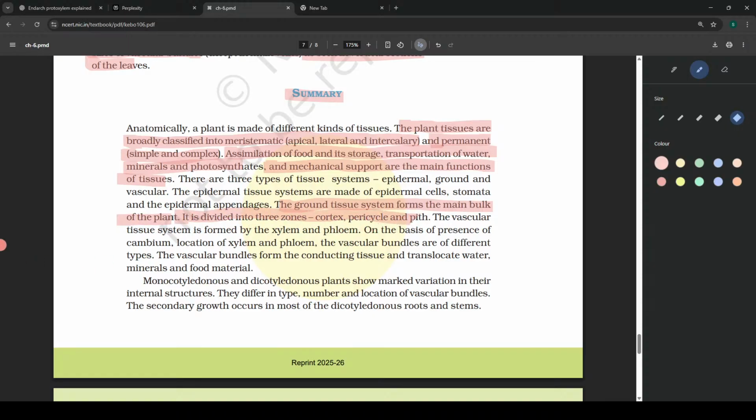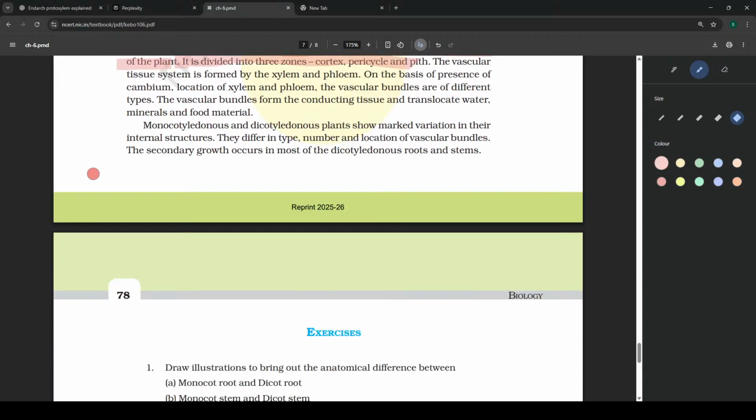The vascular tissue system is formed by xylem and phloem, on the basis of the presence of cambium and the location of xylem and phloem. The vascular bundles are of different types. The vascular bundles form the connecting tissue and translocate water, minerals and food materials. That is, xylem transports water and minerals, phloem transports food. Monocotyledonous and dicotyledonous plants show marked variation in their internal structures, in the type, number, and location of vascular bundles. Secondary growth occurs in most of the dicotyledonous roots and stems.